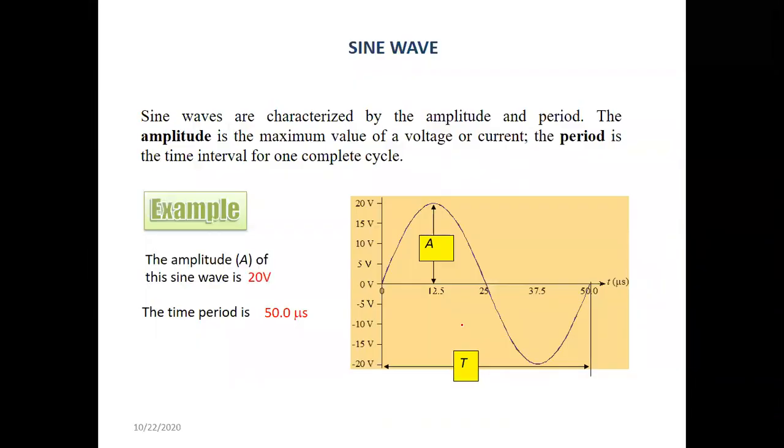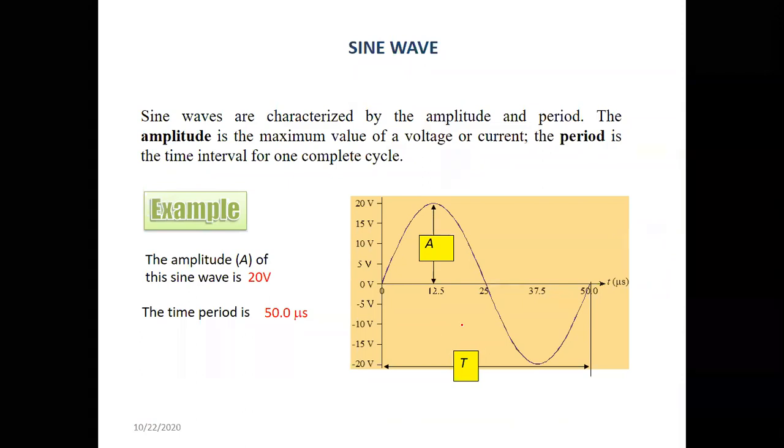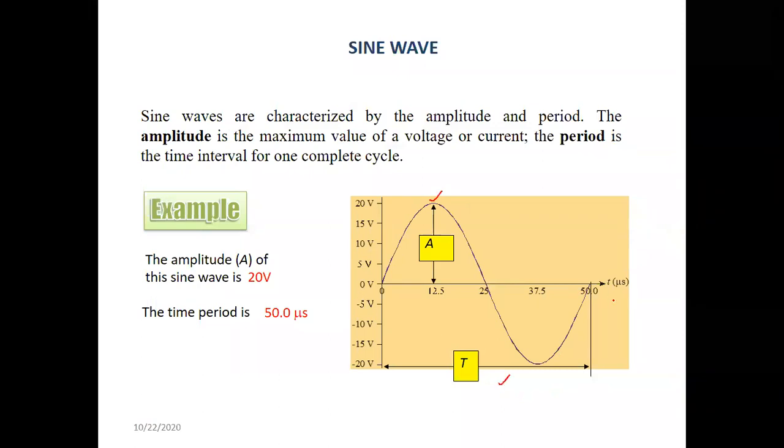So how can we represent a sine wave mathematically? Basically, a sine wave is characterized by the magnitude, or peak value, of the sine wave, and the time taken by the sine wave to complete one cycle. Any periodical waveform is characterized by time period and its magnitude.